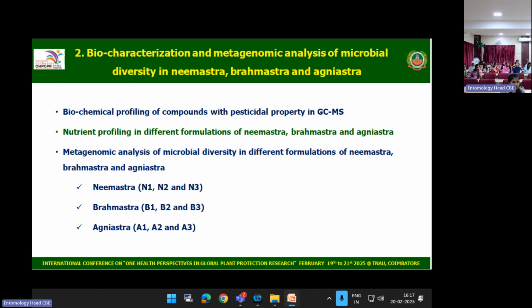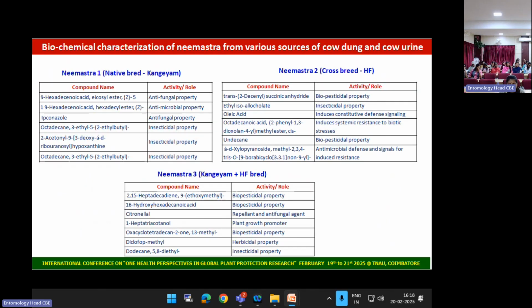The second objective is characterization. So we have taken up 3 types of characterization. One is biochemical characterization using GCMS and nutrient profiling of these 3 astras, and metagenomic characterization. Though there were more than 50 different compounds in GCMS, I have just picked up only the compounds showing more than 5% area.